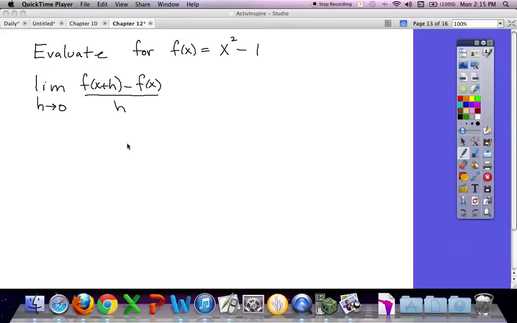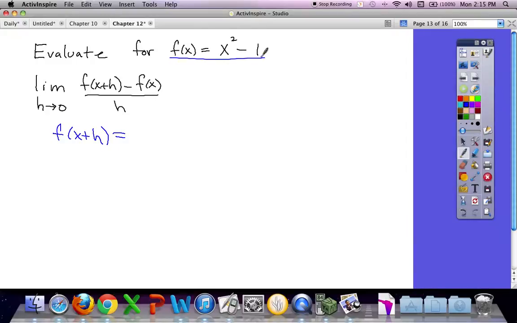Okay, evaluate the limit of the difference function if f of x equals x squared minus 1. Okay, so the first thing you've got to do, the hard part, is find f of x plus h. How do you find f of x plus h if this is f of x?